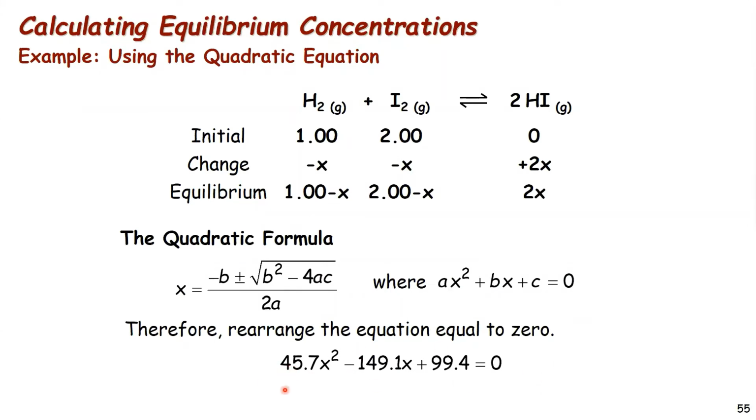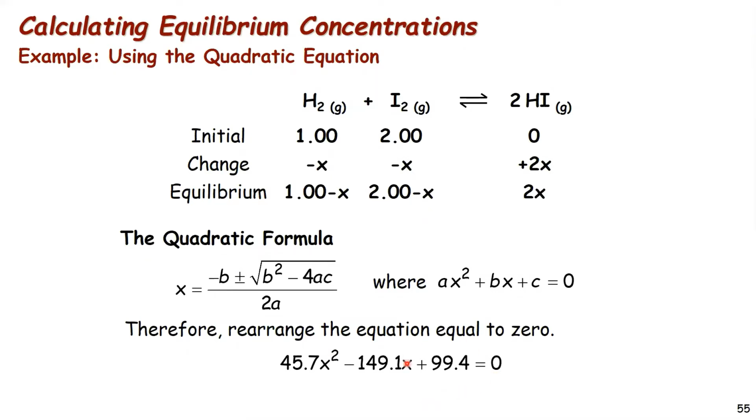So okay, Kayla, what is the value of A? 45.7. What is the value of B? Negative 149.1. Exactly, negative 149.1. And C?